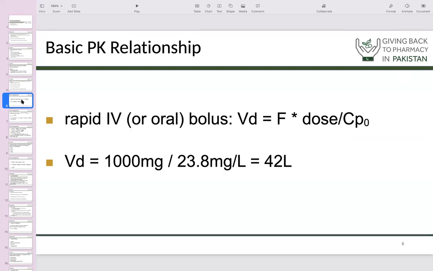If you have the dose and if you have the concentration, you can calculate the volume of distribution. So 1000 milligram was given, and 23.8 milligram per liter was the concentration, which was taken 2 hours later. That is a peak concentration. So the volume of distribution of vancomycin in this patient is 42 liters.